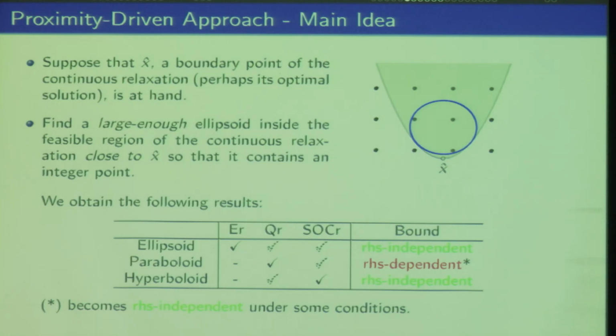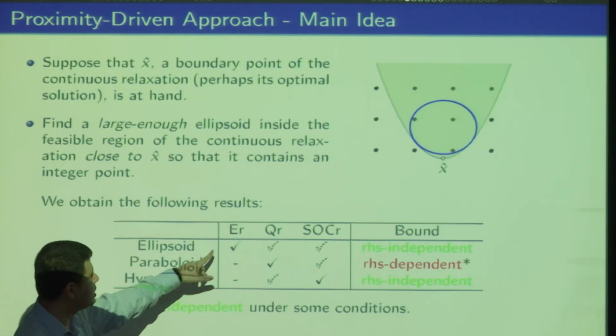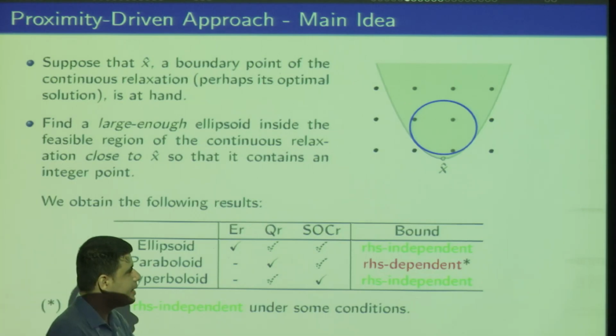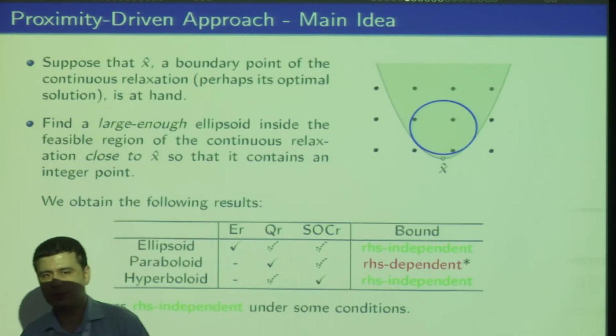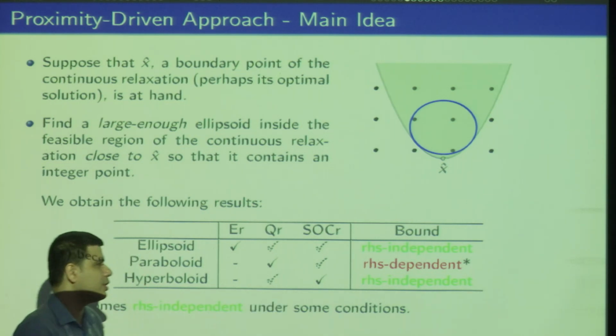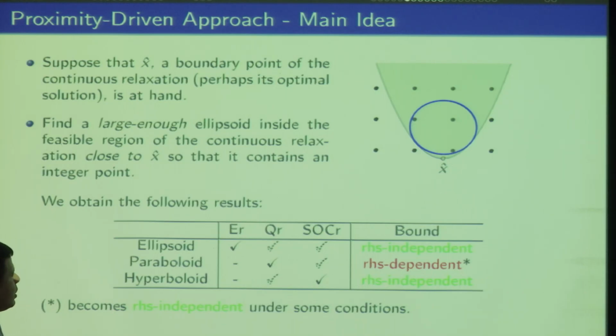All right, so I will show you how our results look. This is a table which shows in which cases you can get what type of bounds. It turns out that for ellipsoids, for which all three representations are possible, you can get right-hand side independent bounds, just like Cook and his co-authors. For hyperboloid, you can also get a right-hand side independent bound.